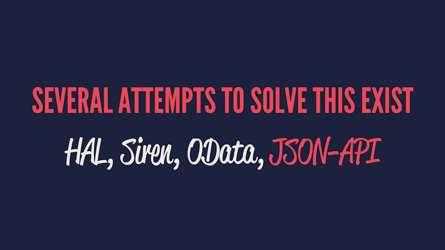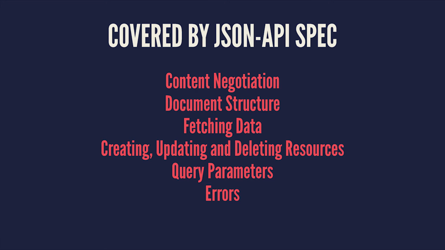So there are others, JSON API is not the first standard to try to solve this problem. There are others out there, such as HAL and Siren and OData. But we're going to talk about JSON API here. What is covered by this specification is essentially content negotiation, document structure, fetching data, creating, updating, and deleting resources, query parameters, and errors. We're going to talk about most of these here very, very briefly.